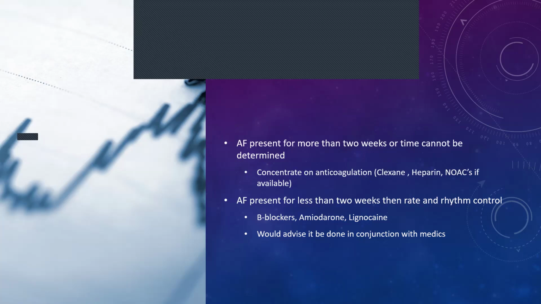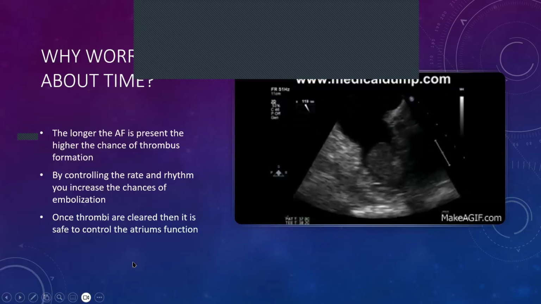And the thing is, once that happens, one of our reactions is always to try and control rate, to try and bring it down. But in this case, we're actually going to concentrate on anticoagulation. So we're going to use Clexane, heparin, warfarin, some of the newer oral anticoagulants if you're lucky enough to have them available. And there's a reason for that, which I'm going to show you now.